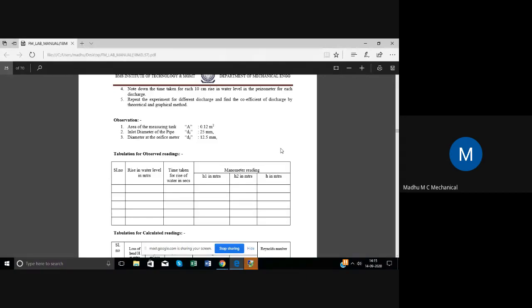Next. Manometer reading. H1 minus 1.9 centimeter. H2 3.4 centimeter. Now listen carefully. I have to write the difference of H1 and H2 as H. Now H1 is negative. Have you observed? Minus 1.9. And H2 is positive 3.4.